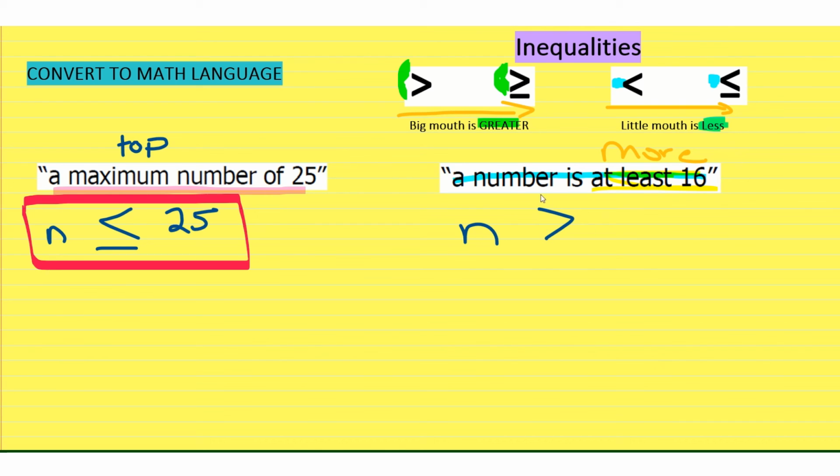More than would be greater than. But if it is at least 16, it could also be equal to 16. So my number can be greater than 16, bigger than 16, or equal to 16. That is how we would convert the English sentence, a number is at least 16, into the mathematical phrase, n is greater than or equal to 16.